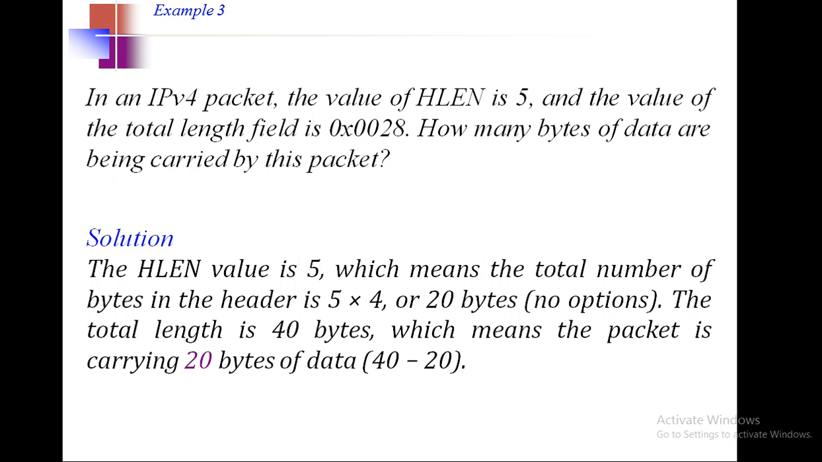First multiply the header length, 5, by 4. It becomes 20. No options are included because it is exactly equal to 20, which is the minimum. Now convert the total length 0028, which is in hexadecimal, to decimal. 28 in hexadecimal is 40 in decimal. Subtract them: 40 minus 20 is equal to 20. So the packet contains 20 bytes of data.